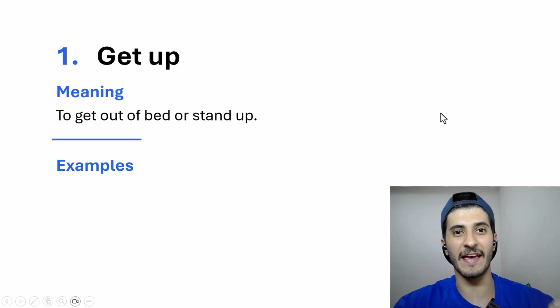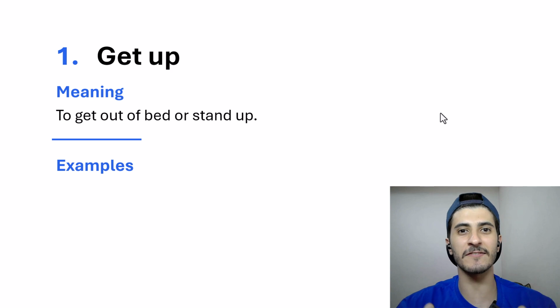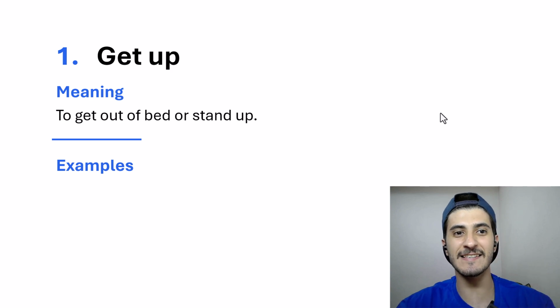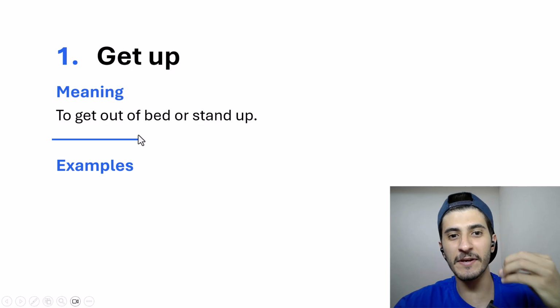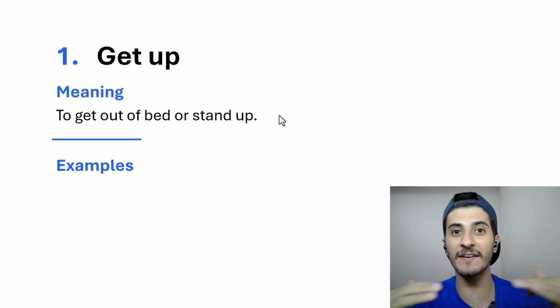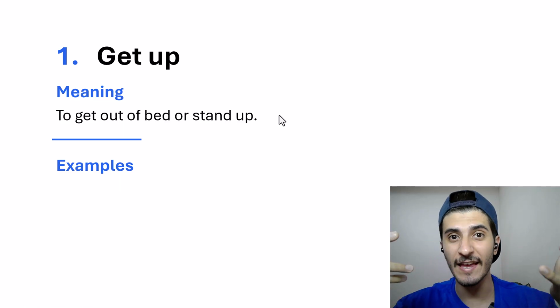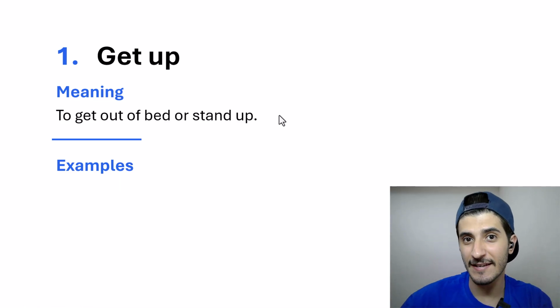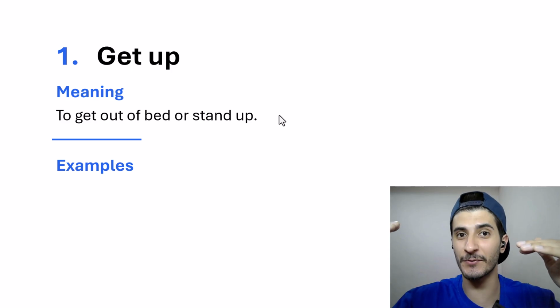So the first and foremost and the most important phrasal verb with the verb get is get up. And the meaning is to get out of bed or stand up. So for example, you're asleep and you wake up, meaning you open your eyes and you want to get out of your bed. So you actually get up.